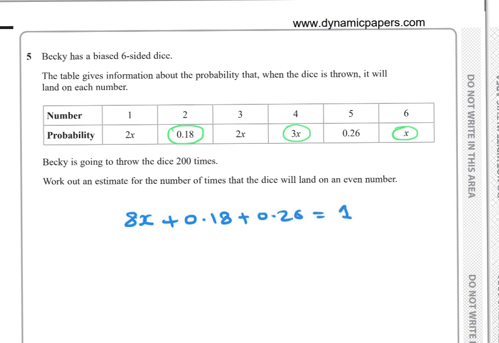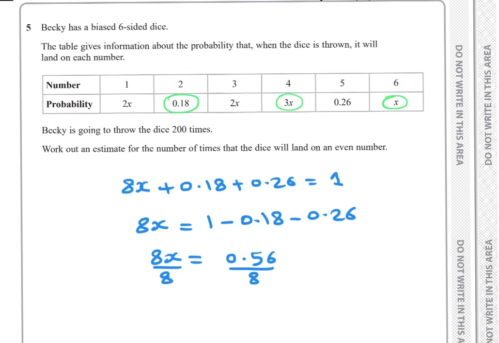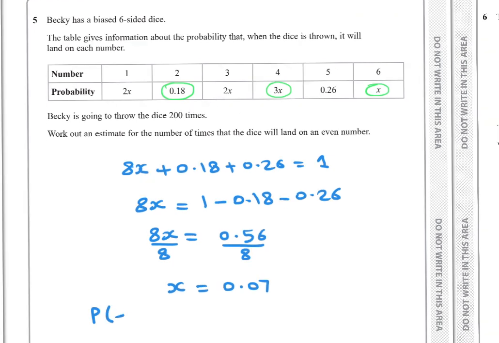Now we can solve for x. 8x equals 1 minus 0.18 minus 0.26. So 8x equals 0.56. Then divide by 8. So x equals 0.07.